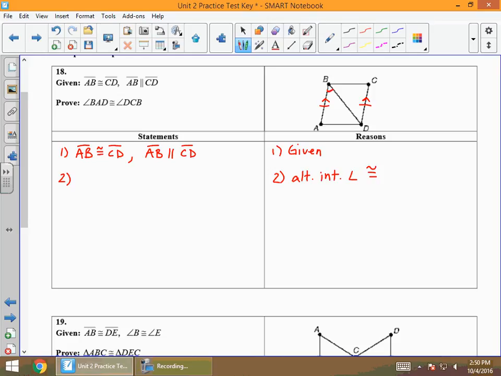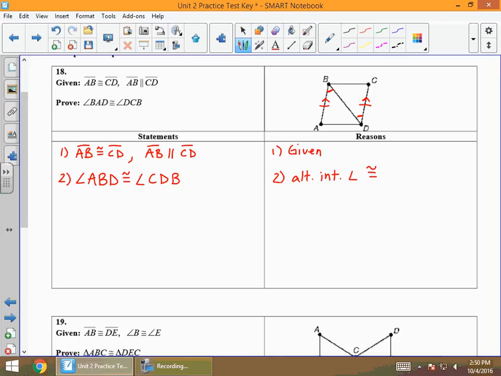So that means this angle up here and this angle down here are the same because they are alternate interior angles. If you're having a hard time seeing that, turn your paper sideways so that AB and CD are running left and right, and maybe that will help you see those two angles. So how do I name those angles? That is angle ABD is congruent to angle CDB, because alternate interior angles are congruent.